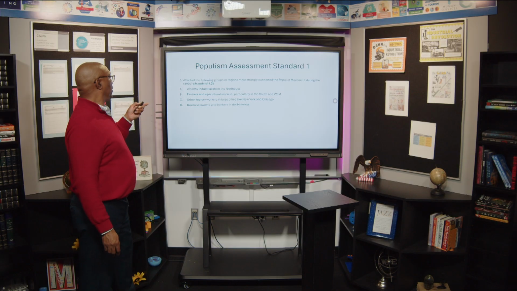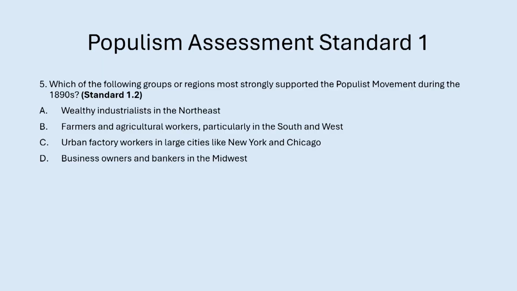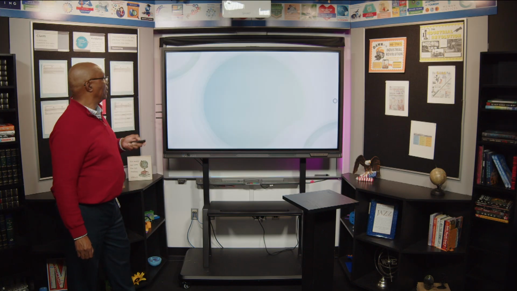All right. Which of the following groups or regions most strongly supported the populist movement during the 1890s? Wealthy industrialists in the Northeast. Well, wealthy industrialists aren't farmers. Farmers and agricultural workers, particularly in the South and the West. Urban factory workers in large cities like New York and Chicago. Business owners. Come on now. Farmers.